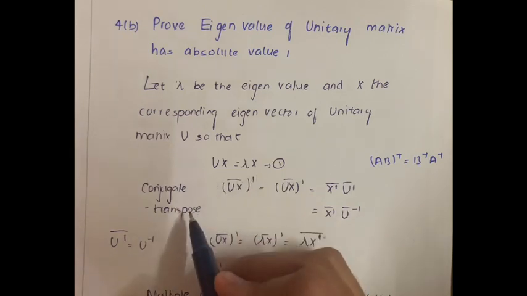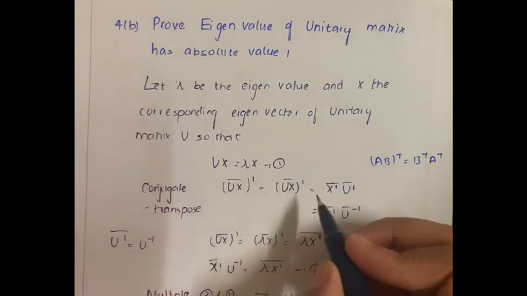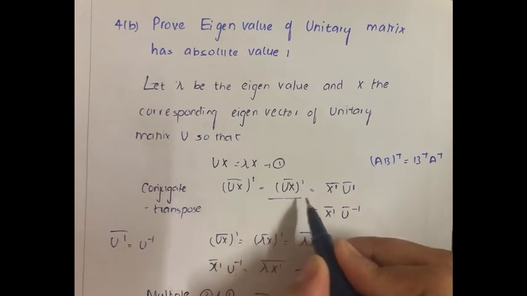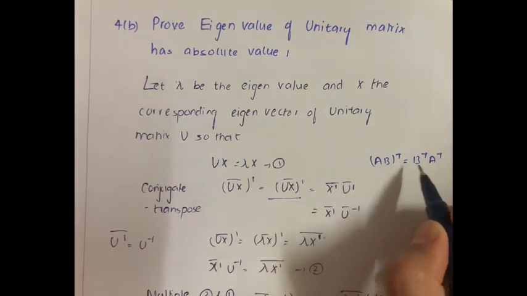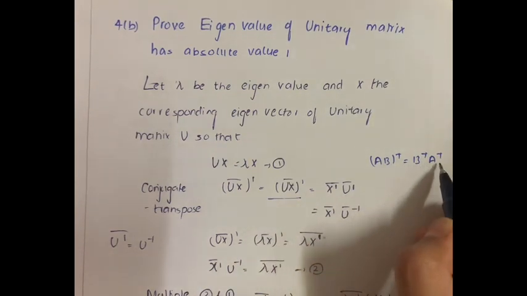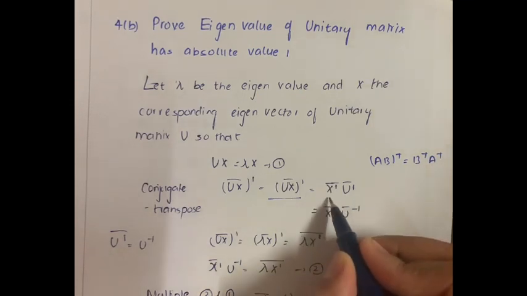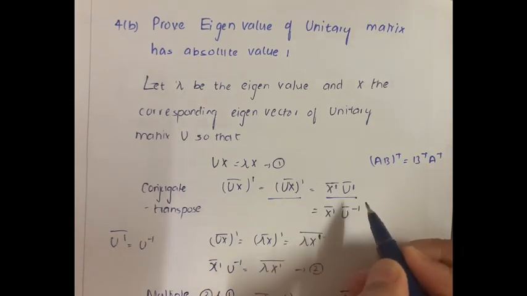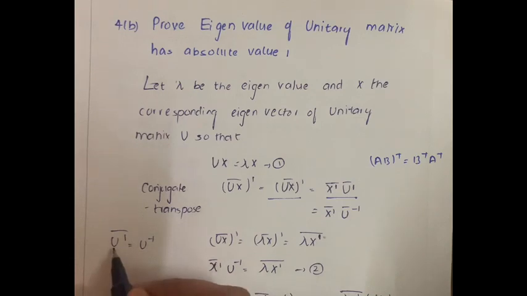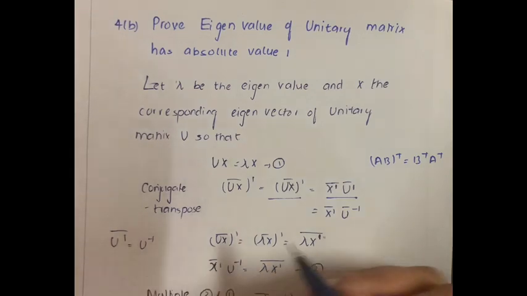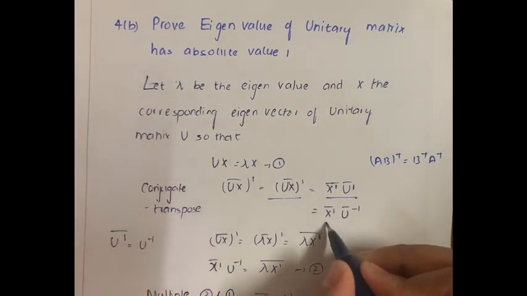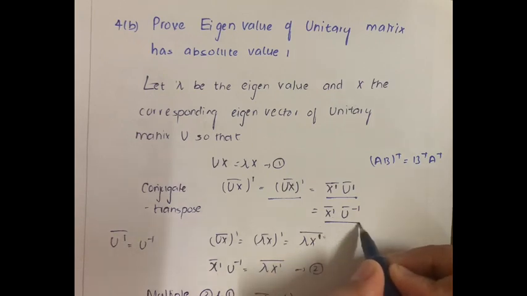Let's apply conjugate transpose on both sides. Then we'll be getting this equation. As we know, (AB) transpose is equal to B transpose into A transpose. Applying this formula, we'll get this. As for a unitary matrix, U conjugate transpose is equal to U inverse. We'll substitute here. Then we'll get this form.